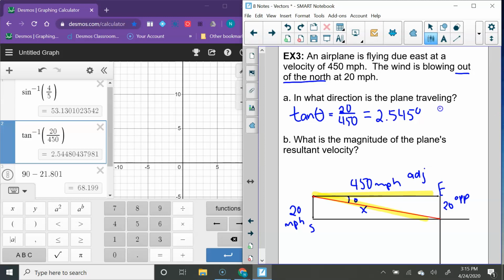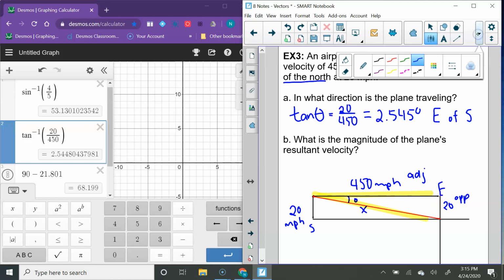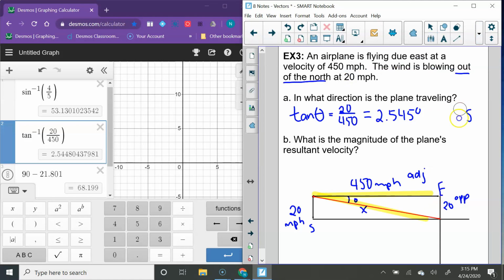2.545 degrees east of, oh, I said that backwards, sorry, the opposite of what I just said a minute ago, south of east, right here. So main direction is east, but you're going 2.545 degrees south of that. So that wind is knocking that plane off course by 2.545 degrees. It's not a huge difference, but if you're traveling a long distance, that's something that's got to be corrected for.